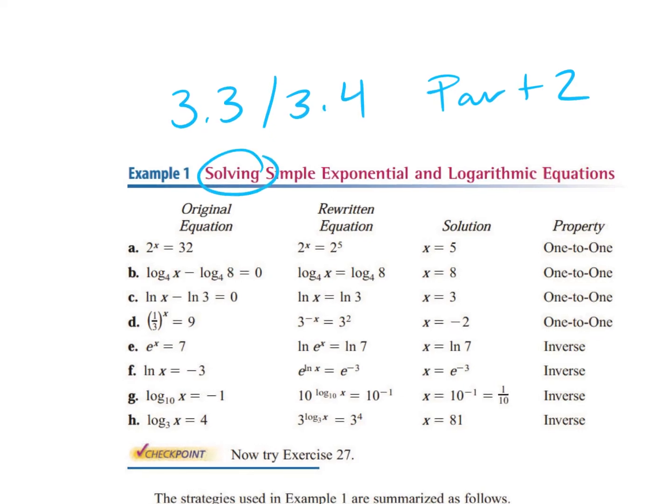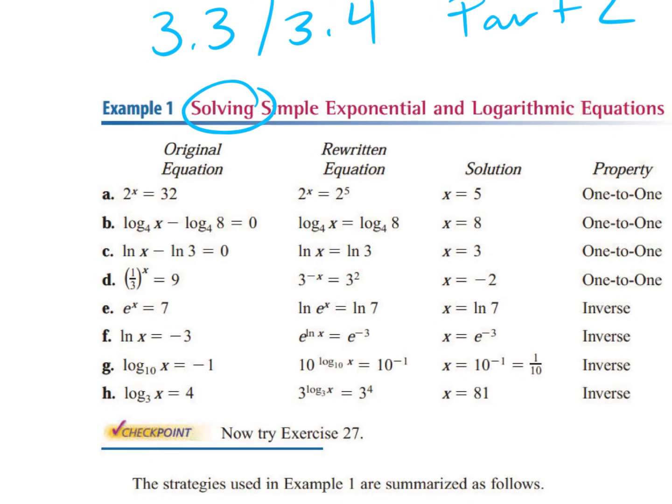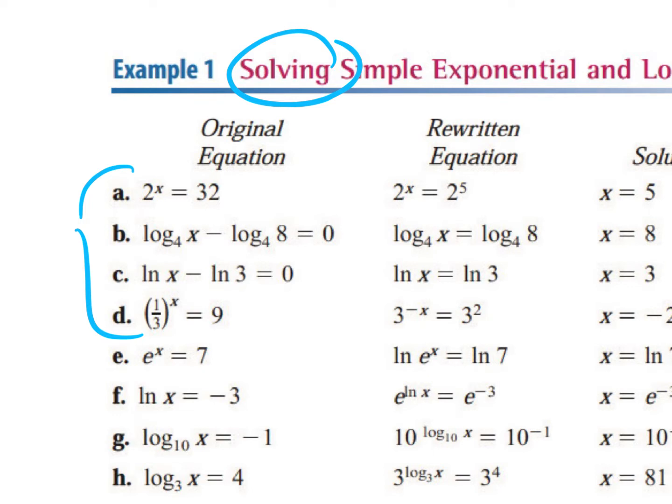We have some other properties here on how to solve. The first 4, A, B, C, and D, are all 1-to-1. So if 2 to the power of x is equal to 2 to the power of 5, our bases cancel. If we have the same base, we can cancel it out. We've done that before. If we have a log is equal to a log, they cancel. Same with an ln is equal to an ln, they cancel.